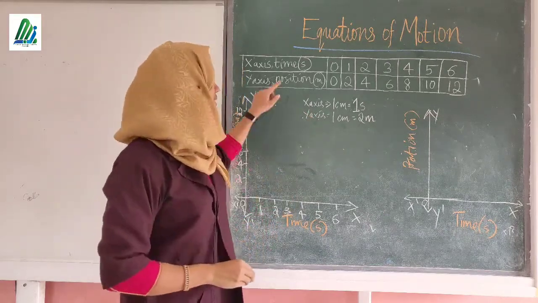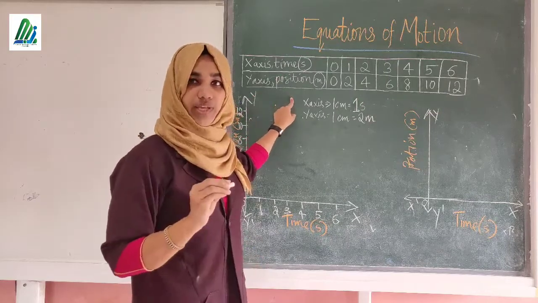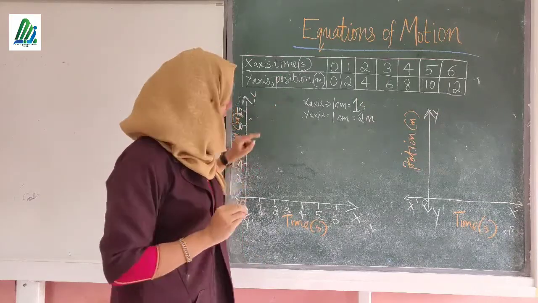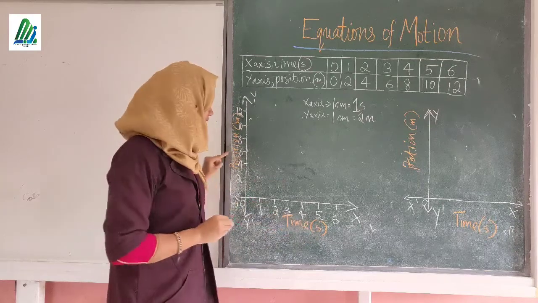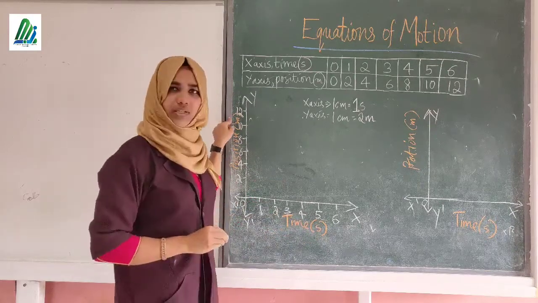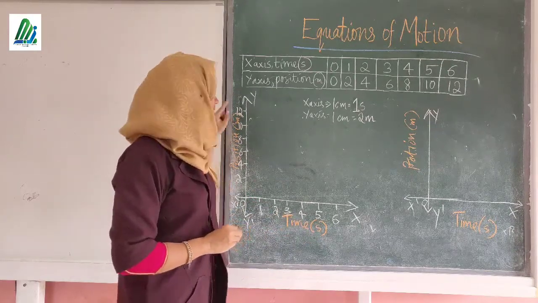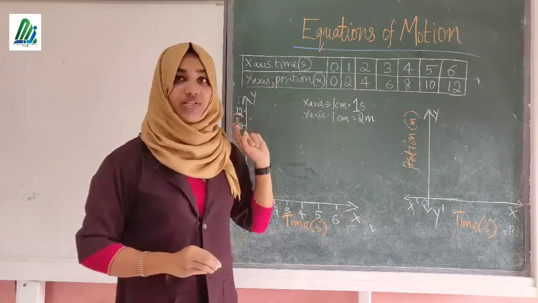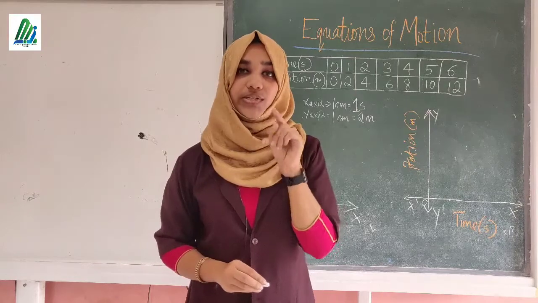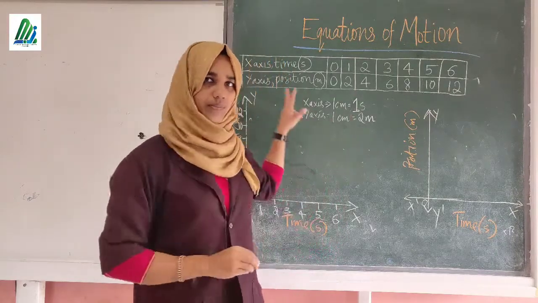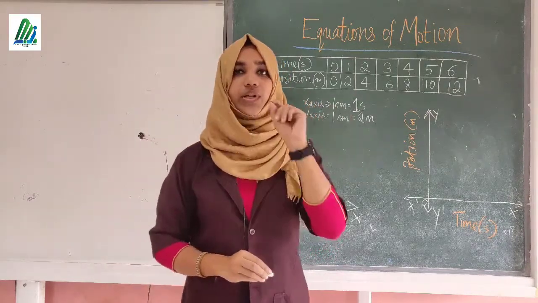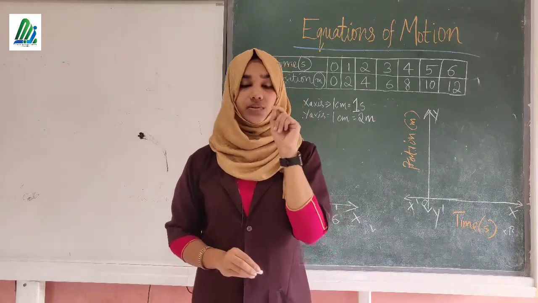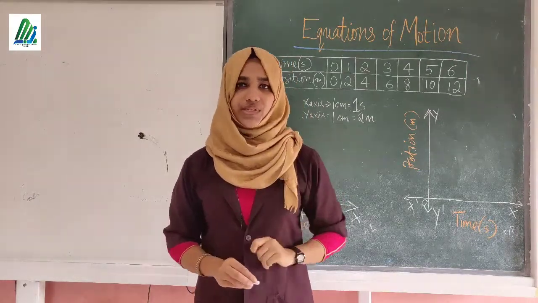So with this data I am going to draw a graph. Here I mentioned time in second, here I mentioned position in meter. In the x-axis we mention the time, in the y-axis we mention the position, and its unit must also be there. That is needed to be represented.